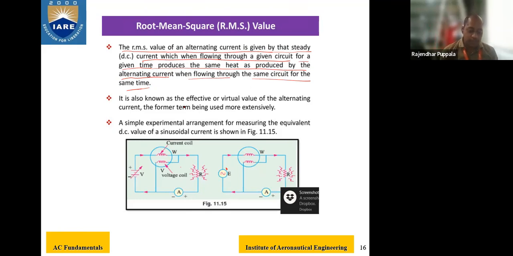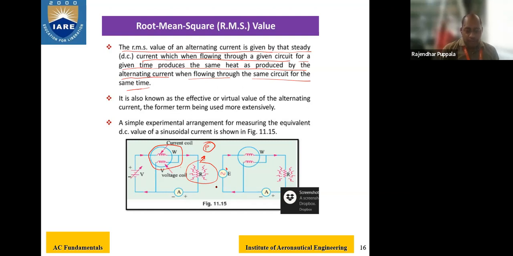Let me say it in simple language. Below there are two circuits, right? Here I am considering one resistor. If we give a DC supply here, what happened? Some heat will be generated around the resistor. This heat will be dissipated as power. So we are calculating the power dissipated in the resistor with the wattmeter, right?